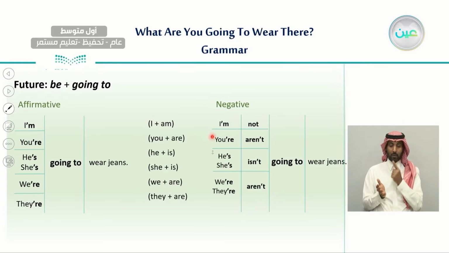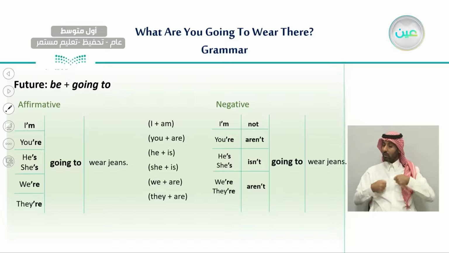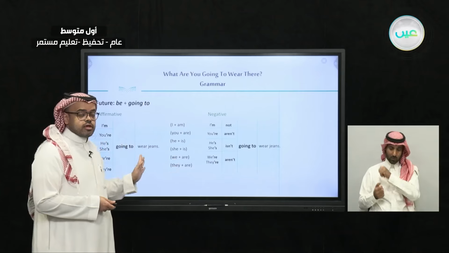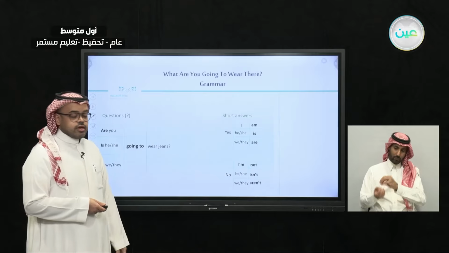So as you can see here, we always start, as I said, with subject pronouns and the verb to be, and after it comes not. For example, I am not going to wear jeans. You aren't going to wear jeans. Or he isn't going to wear jeans. So this is the negative form, and this is the affirmative form.